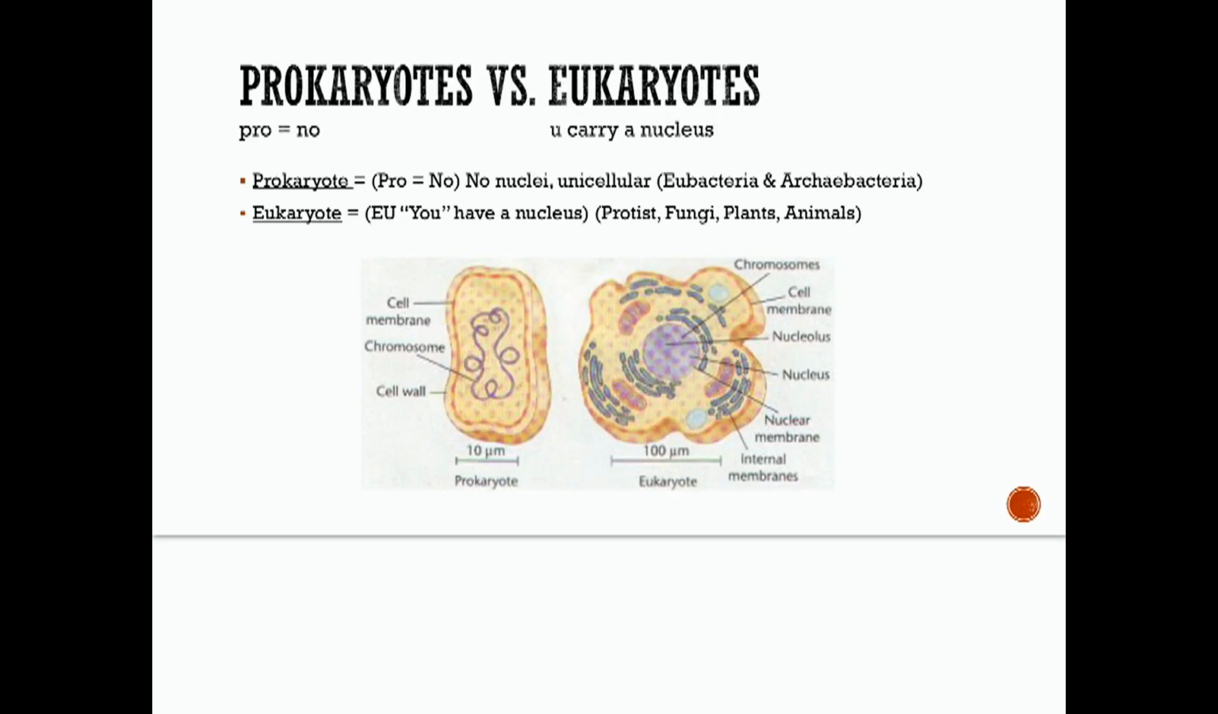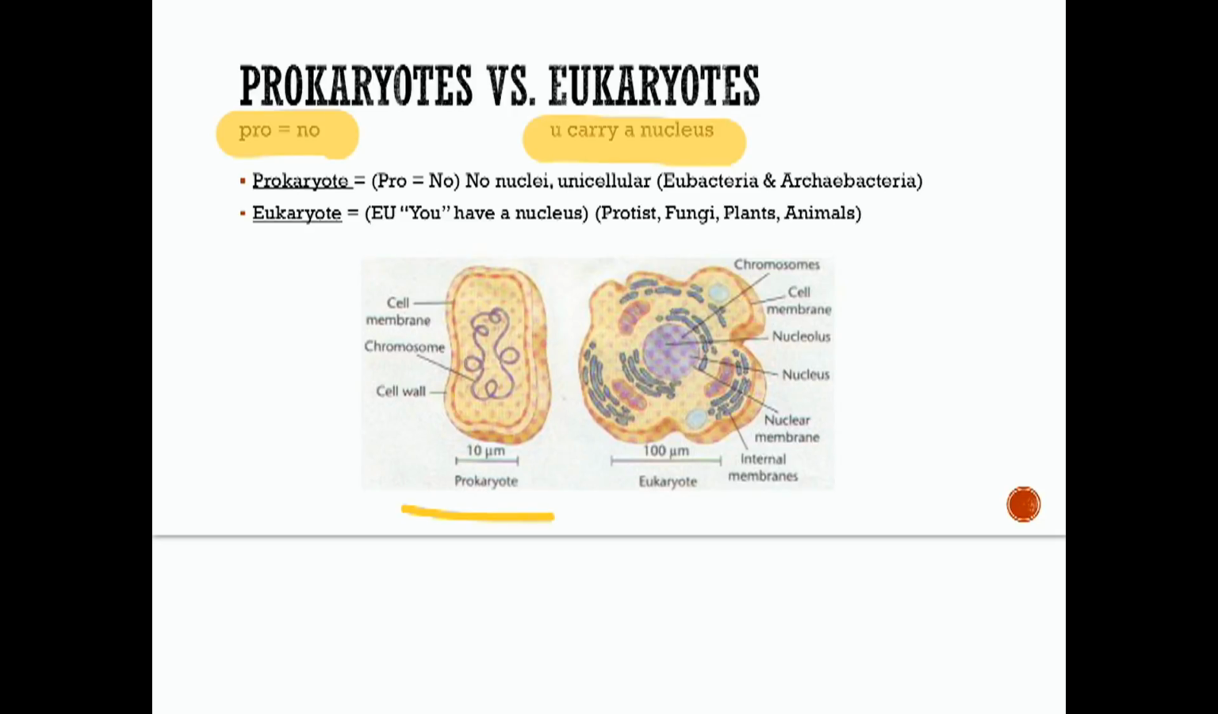On the table, you noticed a column titled Prokaryotes or Eukaryotes or both. So what does that even mean? I always remember it as pro equals no and you carry a nucleus or other membrane-bound organelles. Prokaryotic cells are super simple. They have no nuclei, they are unicellular, they are made up of just one cell. They are things like eubacteria and archaebacteria, and they're super small.